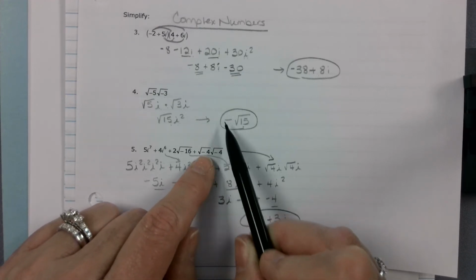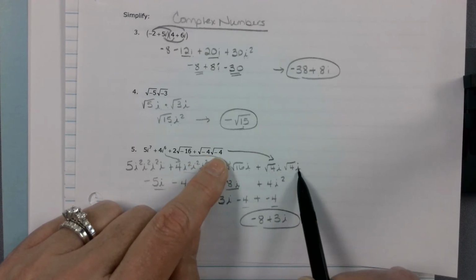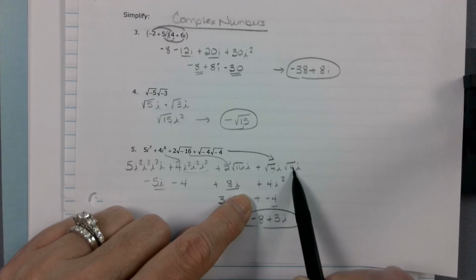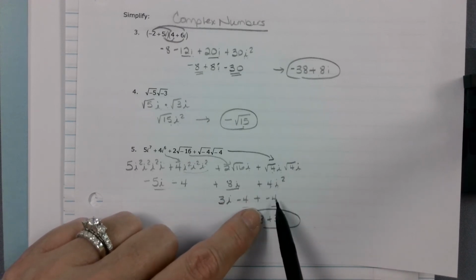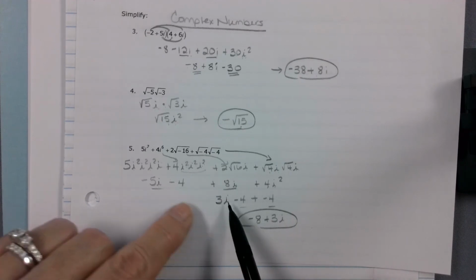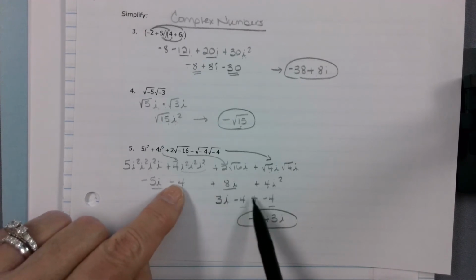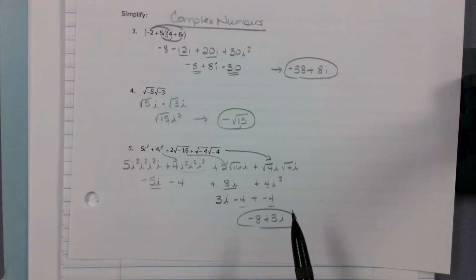This one we're going to do like that one up there. Square root of 4i, square root of 4i. Square root of 4 times square root of 4 is square root of 16, which is 4. i squared, i times i is i squared. That's a negative 1, so that's a negative 4. Now I went ahead and added those together and got 3i and brought the negative 4 down. And again, that's negative 4. Then add those together. So you get negative 8 plus 3i.